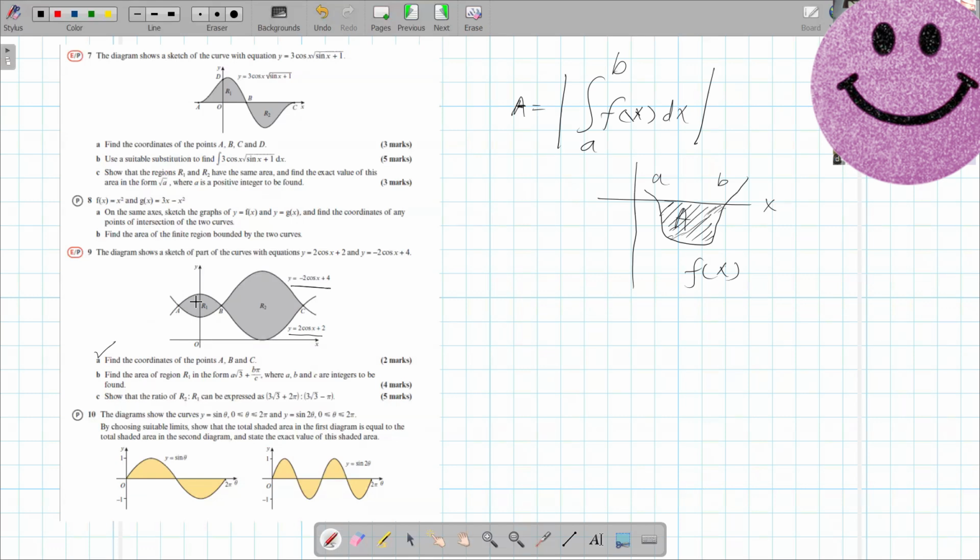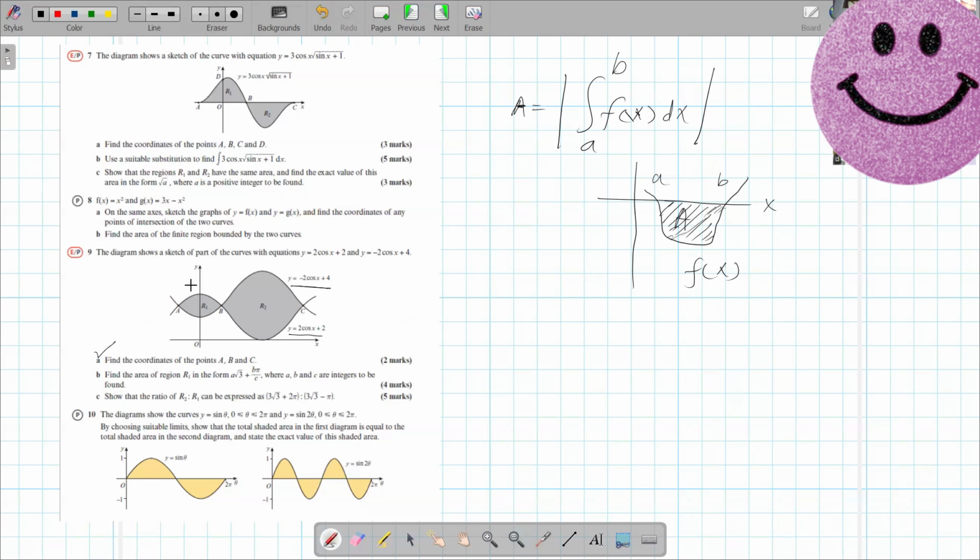Do you still just take the upper function minus the lower function to find the region? Yeah, this is the formula: upper function minus lower function. This is area because there are two curves. So region R1 is the area between two curves.